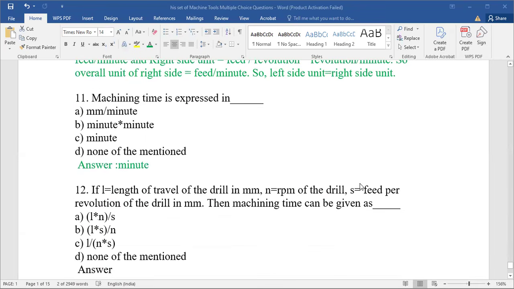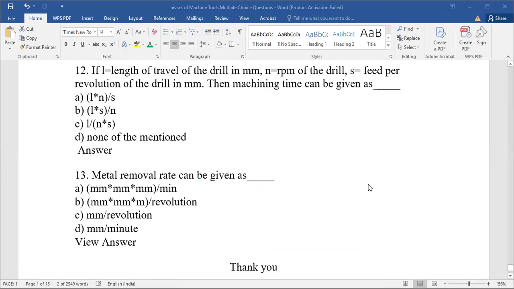Machining time is expressed in per minute, minute into minute, none of the mentioned. The answer is minute. The 12th one: if L is equal to the length of travel of the drill in mm, N is equal to the RPM of the drill, S is equal to feed per revolution of the drill in mm, then machining time can be given as what?